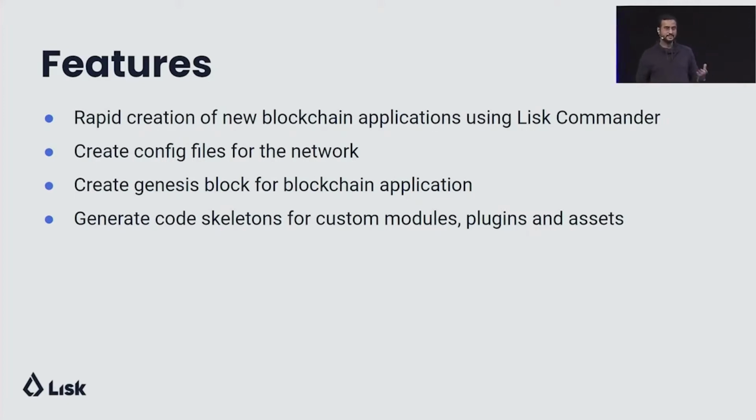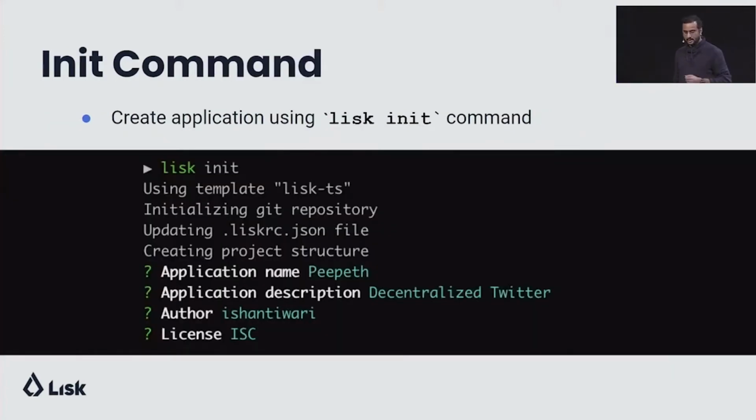The same thing we have added with Lisk Commander. With some very small commands, you can just bootstrap your application and start adding stuff. So you can create config for your network. You can create Genesis block. You can generate a skeleton for the custom modules and plugins. For example, with Lisk init, all you need to do is write Lisk init on your command prompt, and it will just ask you a set of questions similar to what you see in npm init. You give your application name, description, author, license, and that's it. In the end, it will create the blockchain application with the folder structure, and it is runnable in the end.